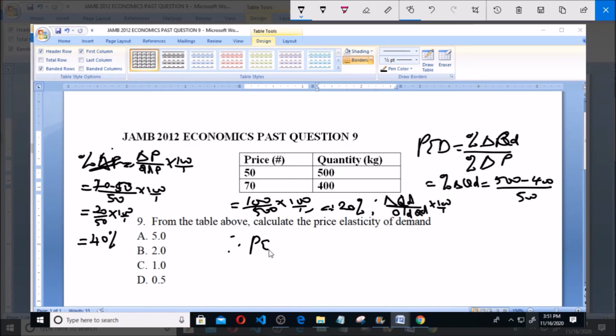So therefore, price elasticity of demand is equal to 20% over 40%, which is equal to 0.5. Option D is the correct answer.